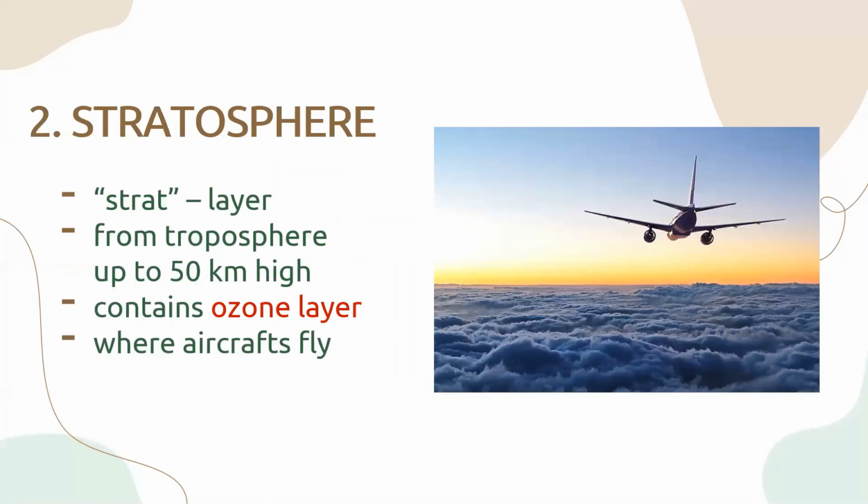The second layer of the atmosphere is the stratosphere. Strat means layer. The stratosphere is the layer of air that starts just above the troposphere and extends to about 50 kilometers high. It contains the ozone layer and is where aircrafts fly because it is more stable than the troposphere.